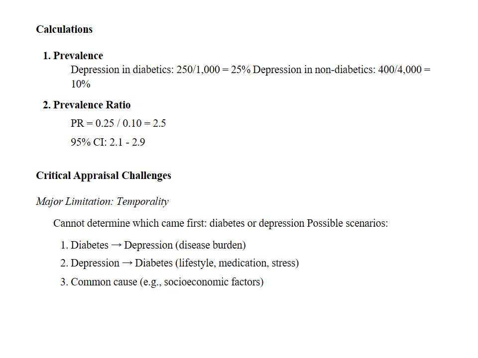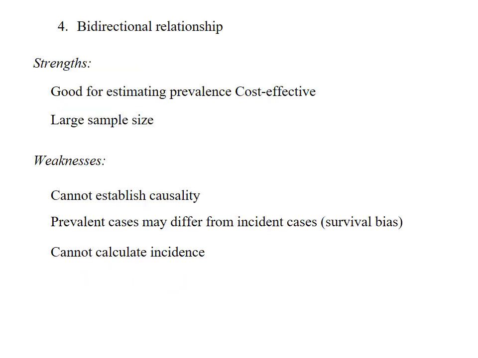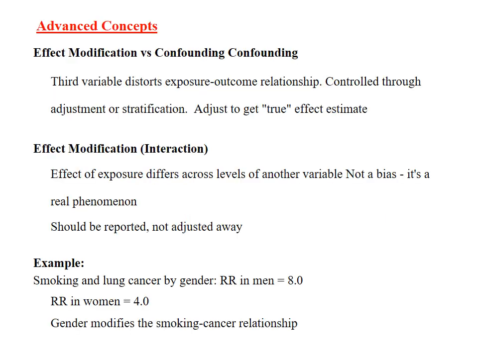These are the calculations: prevalence and the prevalence ratio. Critical appraisal challenges: the major limitation is that we cannot determine which came first, diabetes or depression. Possible scenarios: sometimes diabetes happens and then depression, sometimes depression happens and then diabetes, or a common cause, socioeconomic factors, for example. Now these are the strengths: good for estimating prevalence, cost effective, large sample size. Weakness: what are the weaknesses of this kind of study? Cannot establish causality. Prevalent cases may differ from incident cases, cannot calculate incidence.